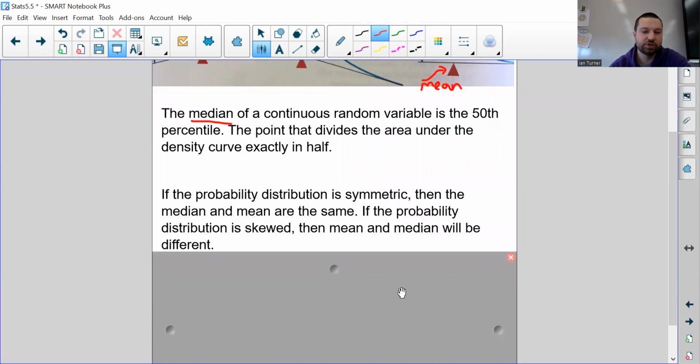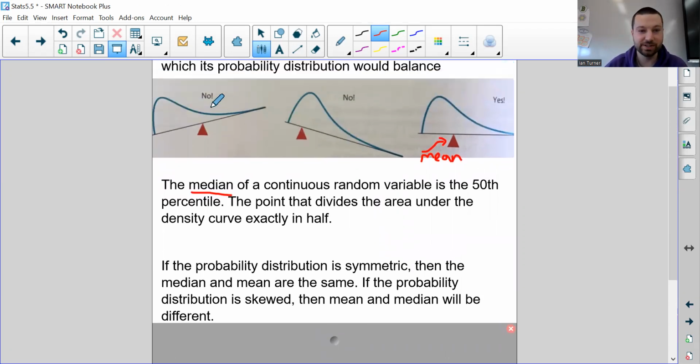If the probability distribution is symmetric, then the mean and the median are the same. This is so important. If the probability distribution is symmetric, the mean and median are the same. If the probability distribution is skewed, like we saw up here, this is clearly skewed right. Look at that long tail. If it's skewed right, then they're going to be different.